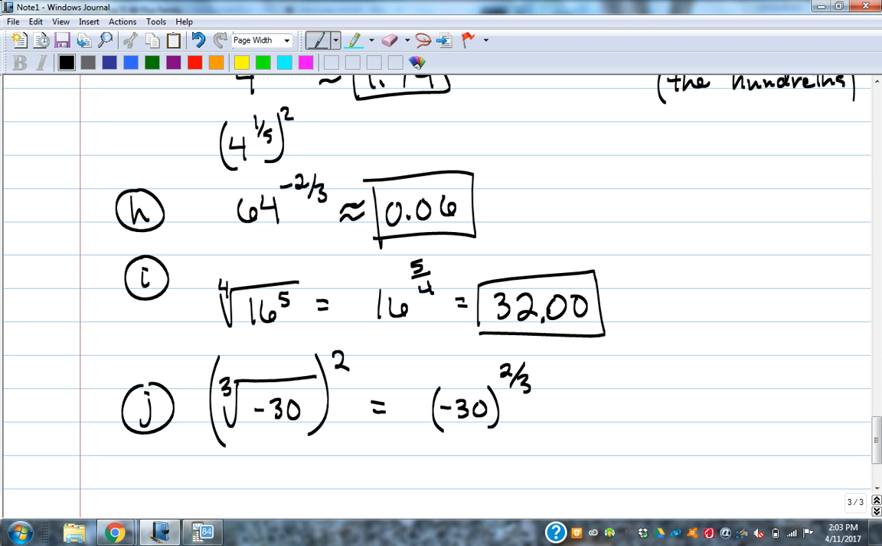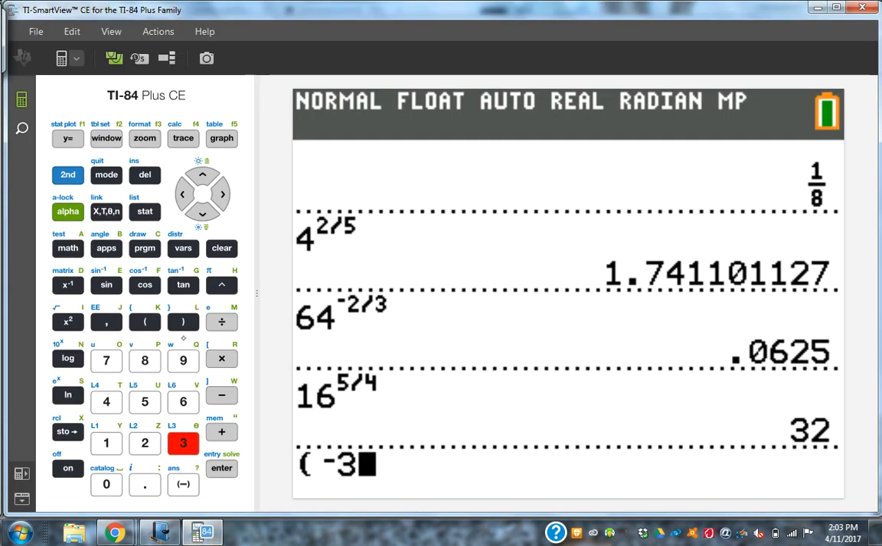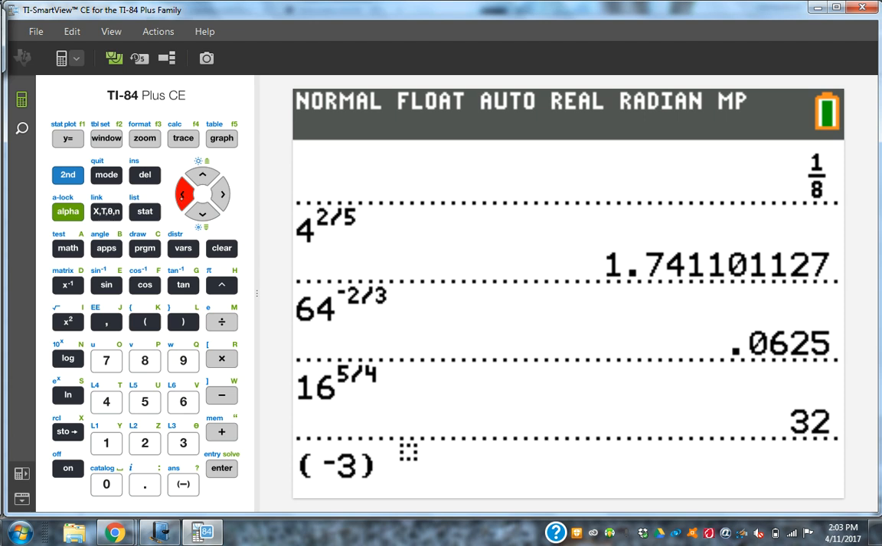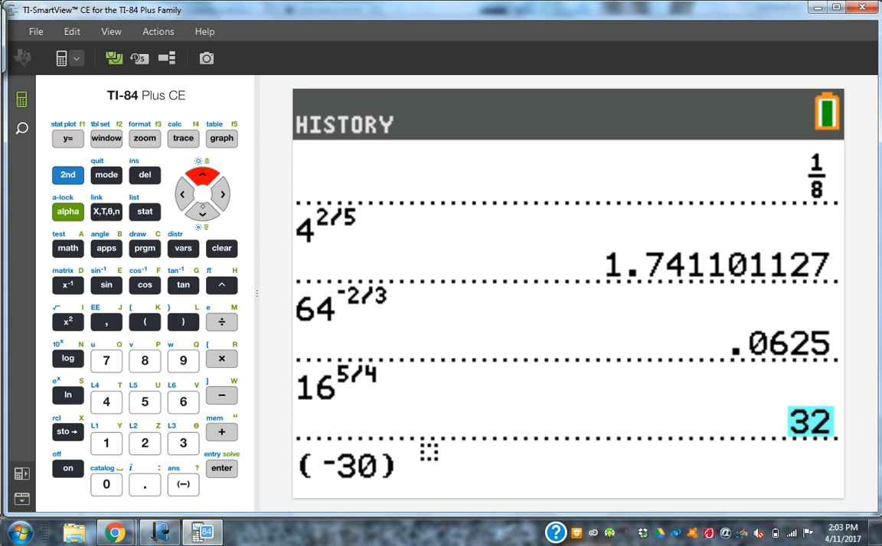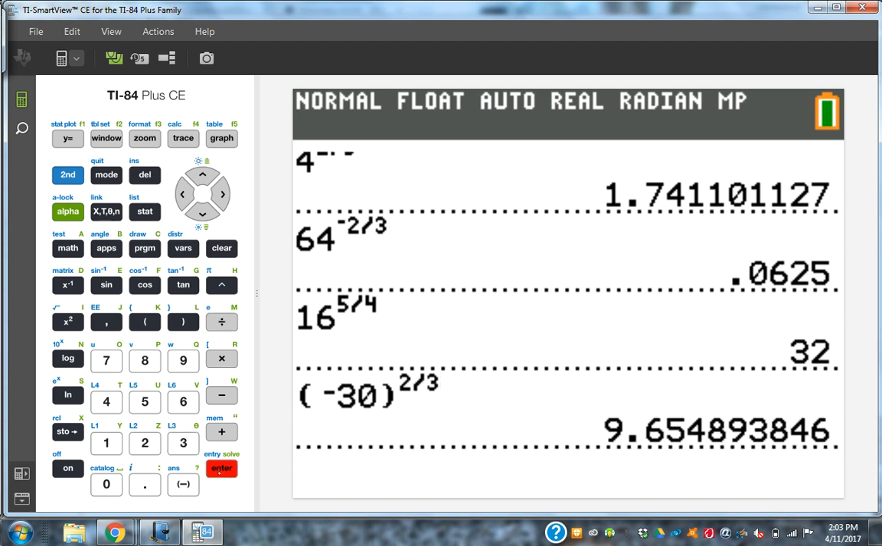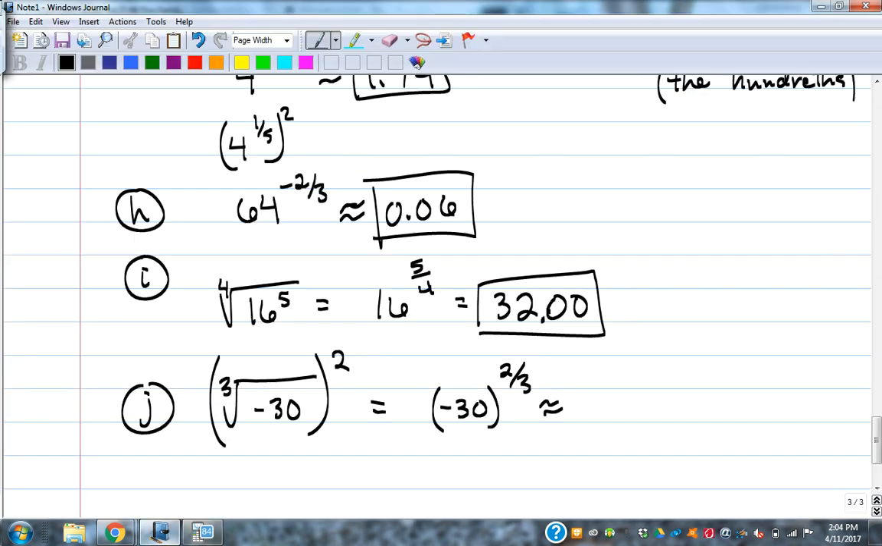I'm just trying to get you to see that connection, to go back and forth between roots and rational exponents, because that's going to save us a little time, a little effort, especially when we go to solve equations in just a minute. Okay, so decimal approximation for that. So negative 30, and it is important to use parentheses. It is important to type in a 30 instead of a 3, because if you don't, there we go. And then 2/3. Rounding that to the proper place, 9.65.